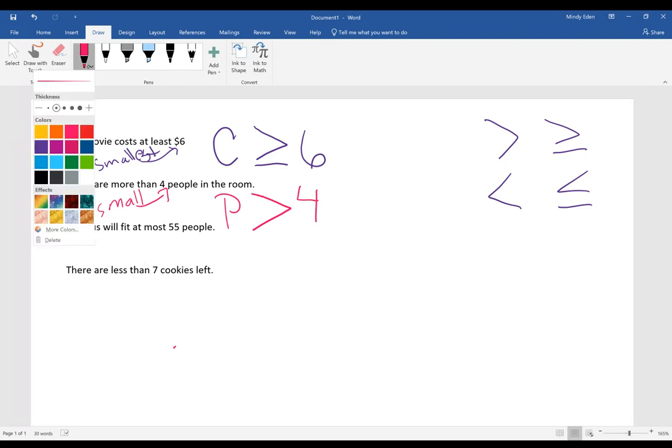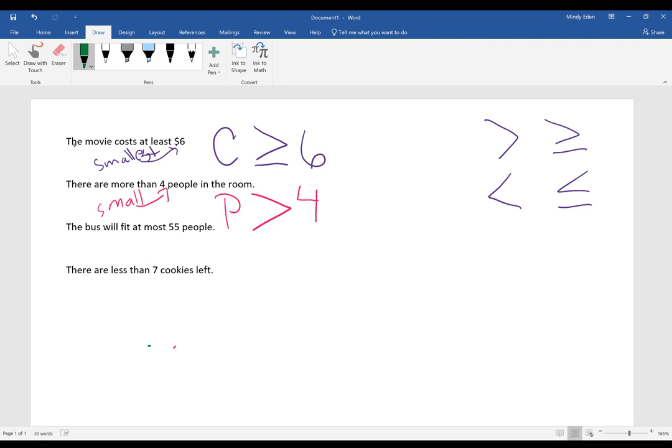On the third example, we've got the bus will fit at most 55 people. So I've got P for people, and I know 55 is the key number. And so I think, okay, the bus fits at most. So that means that 55 has to be the biggest number that there will be. So I'm going to put the big part of the symbol by the 55. So I know 55 is the biggest. So then we have to ask ourselves, can we also have 55 people? Well, yes, because that would fall into at most 55.